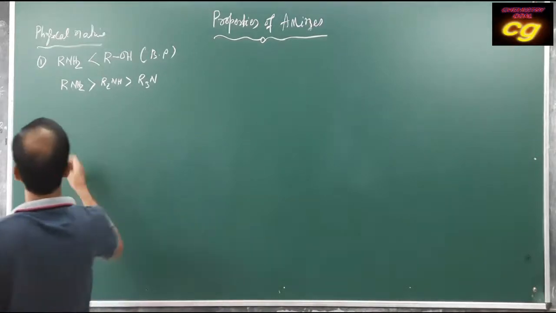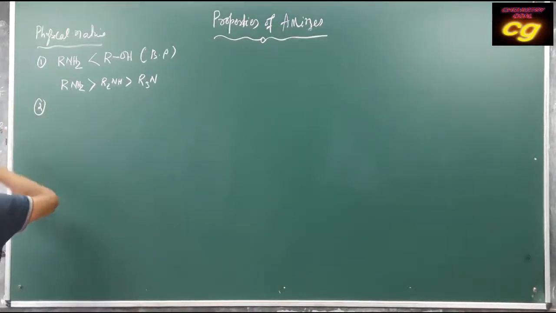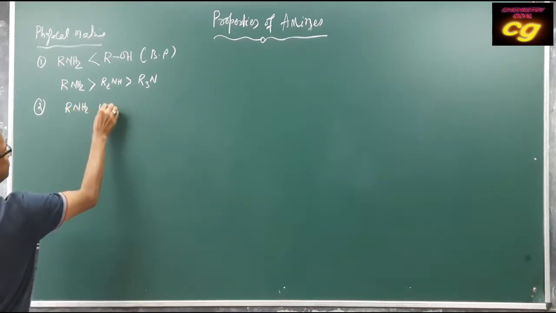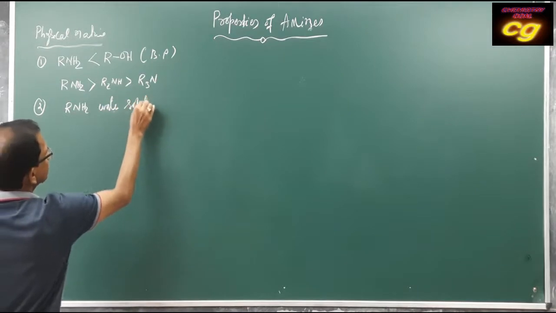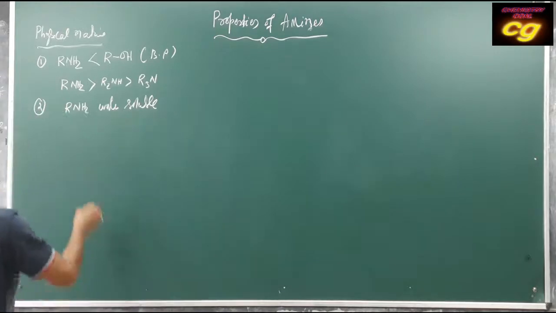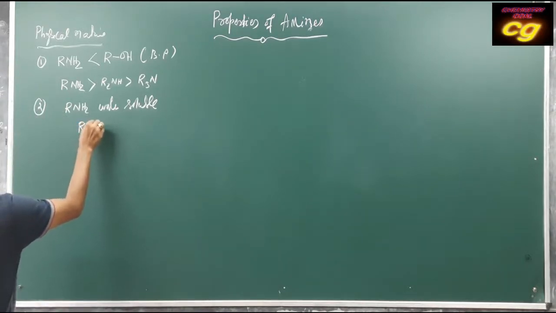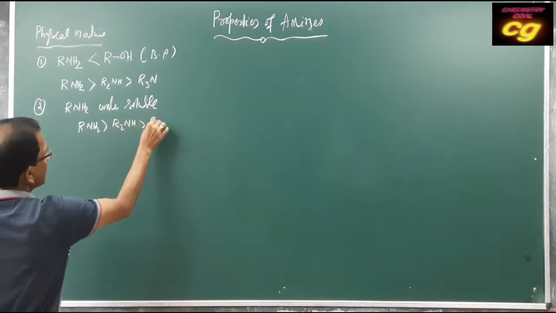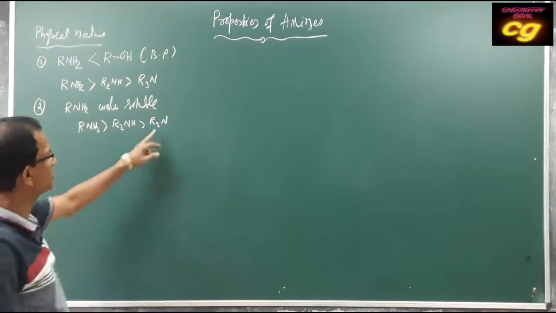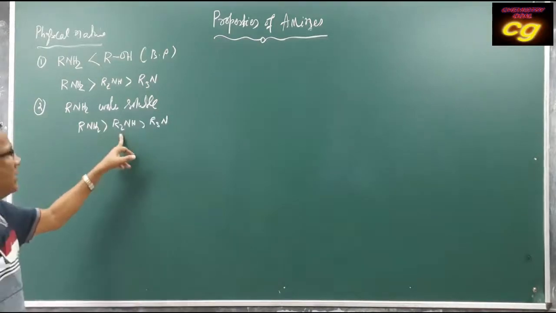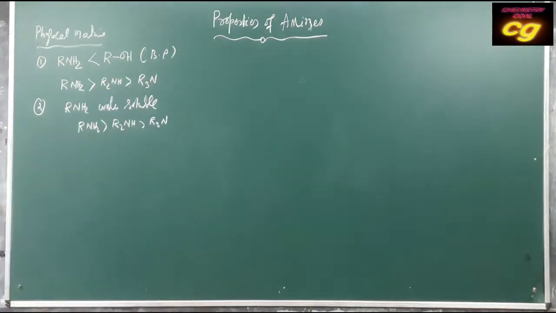Then solubility. All amines are water soluble due to hydrogen bonding. But if you see the concept, primary amines are generally more soluble than secondary amines, which are more soluble than tertiary amines. This is because of hydrogen bonding. So this is regarding the solubility and boiling point.